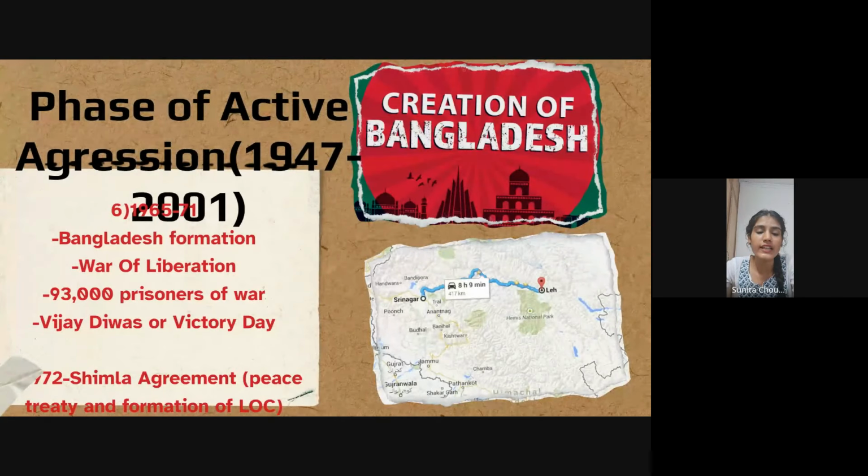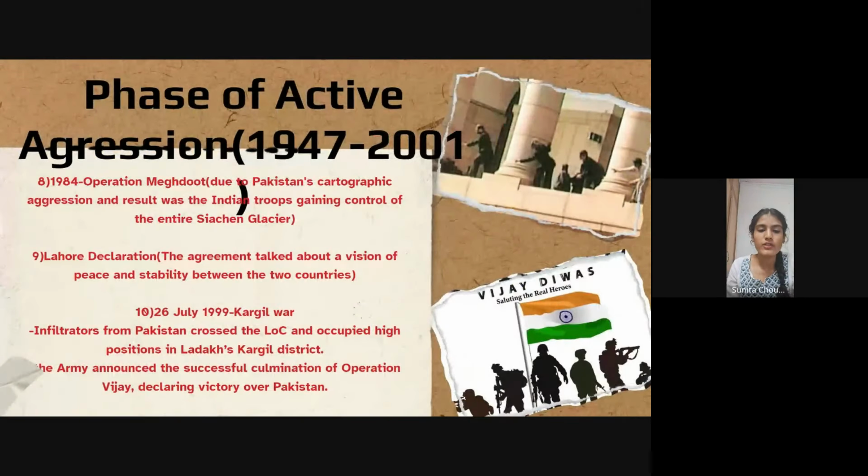After it, in 1972, the Shimla Agreement was signed, and that's when the ceasefire line concept got designated as the line of control. And it was mainly about a peace treaty between both nations. Then in 1984, India launched Operation Meghdoot due to Pakistan's cartographic aggression, and the result was that Indian troops gained control of the entire Siachen glacier.